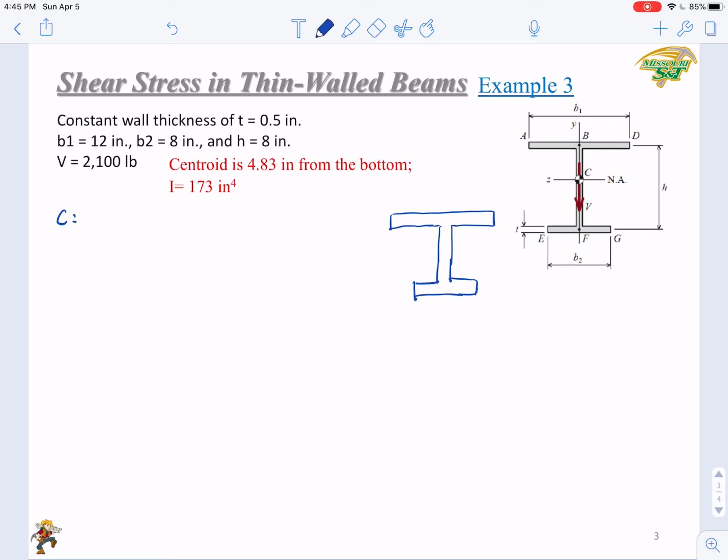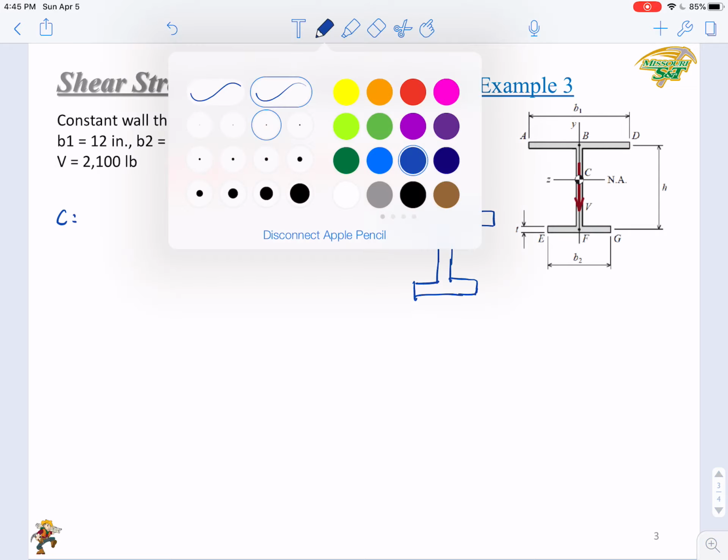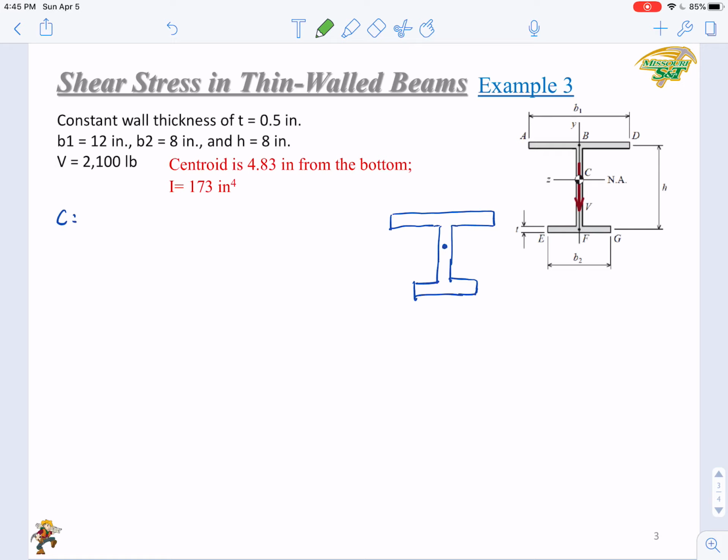Okay, this is the cross section, and your point C here. So we just cut the area. We cut this half of the area. Okay, we cut the area below the centroid.